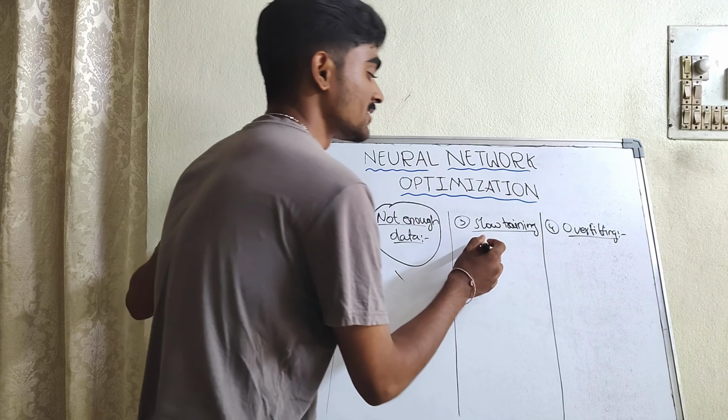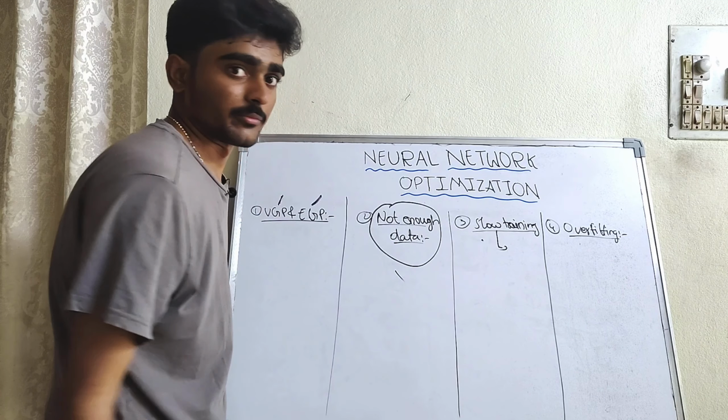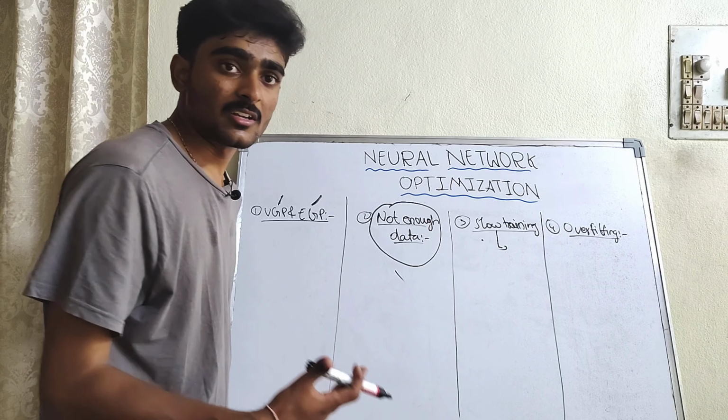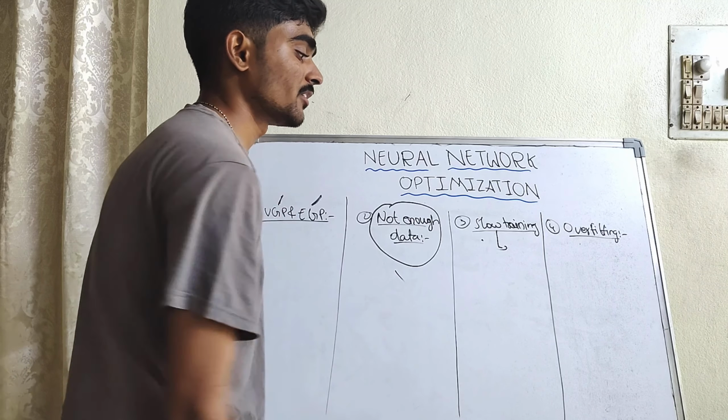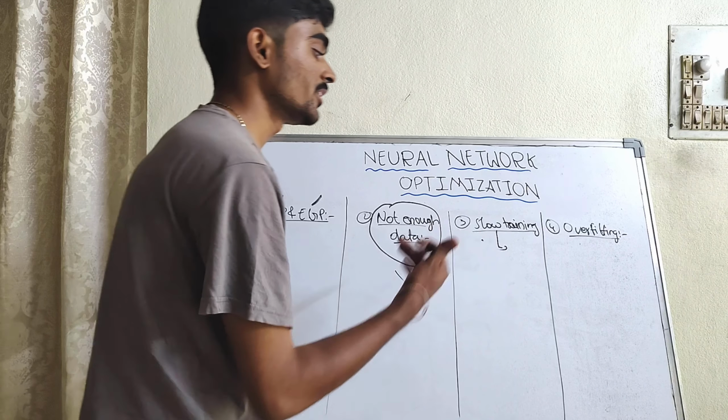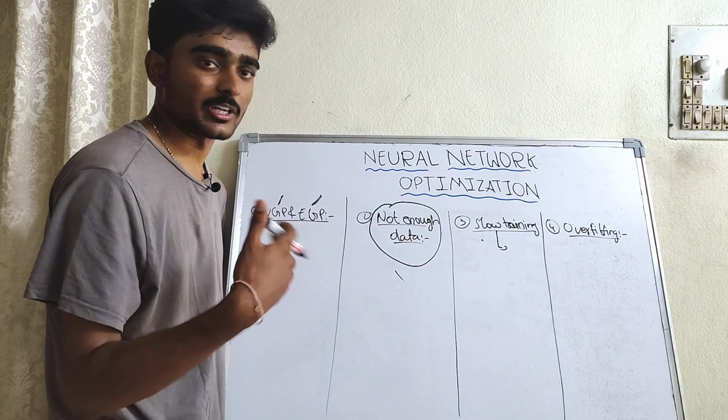Now the third is slow training. When you have large amounts of data, then the training will be much slower. This is the third problem that is faced by most people during deep learning neural network training.